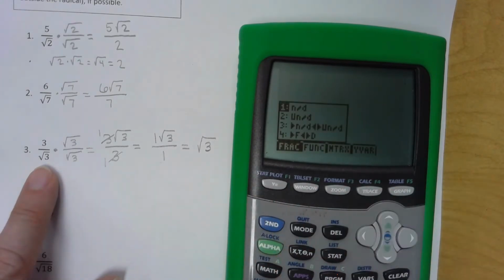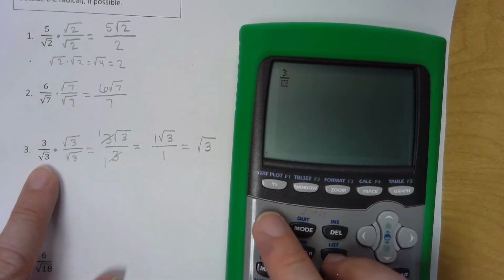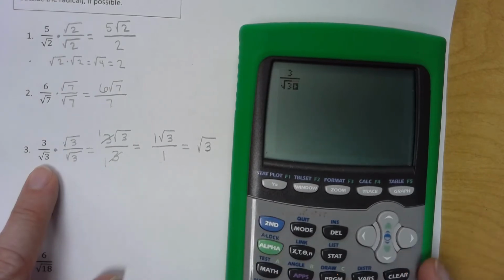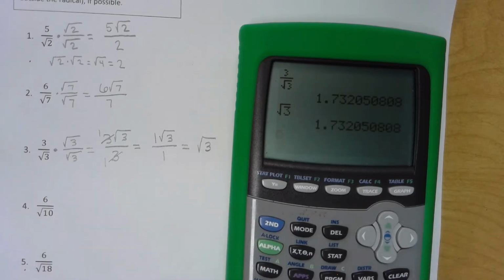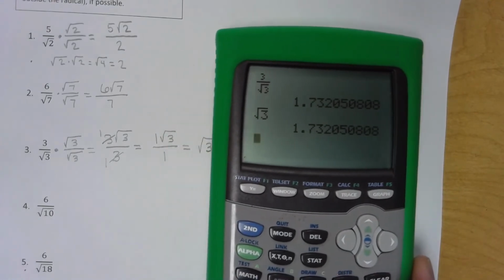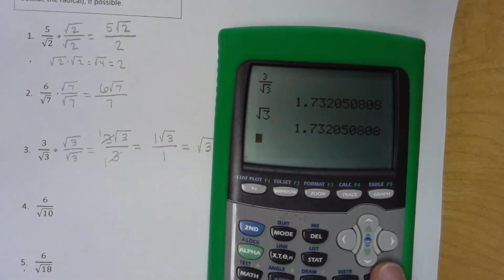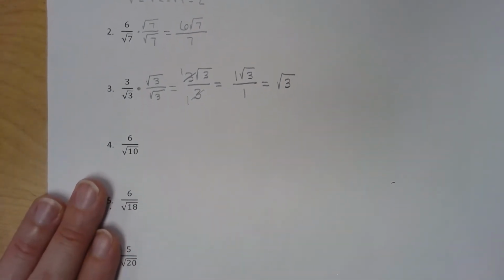Alpha y equals, pick the first option, 3 over the square root of 3. That should be equivalent to just the square root of 3. So that is a great way to check your work to see that you have equivalent forms. Go ahead and pause the video and try the next one on your own.